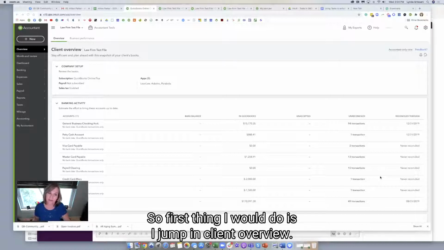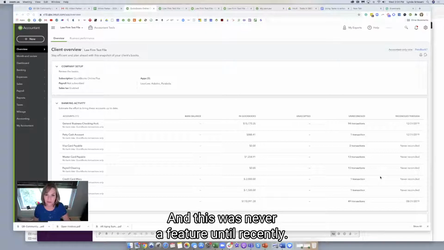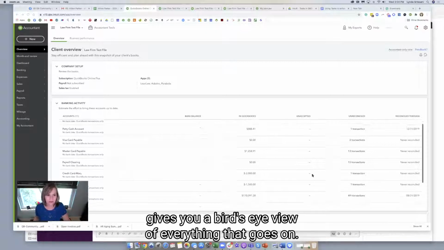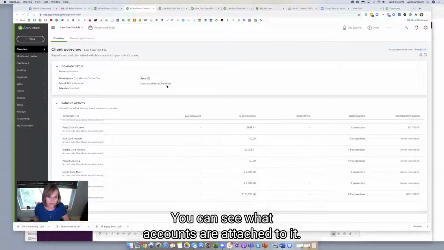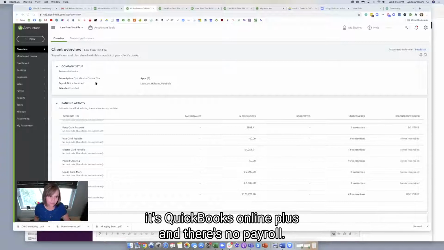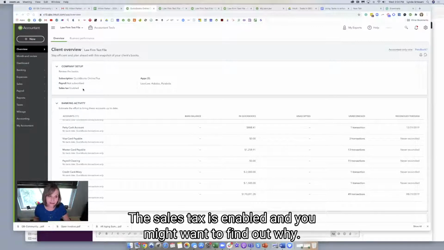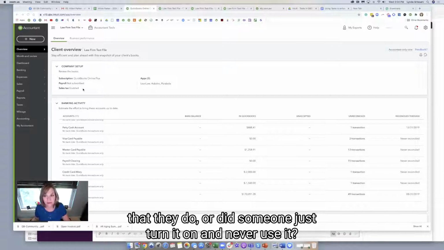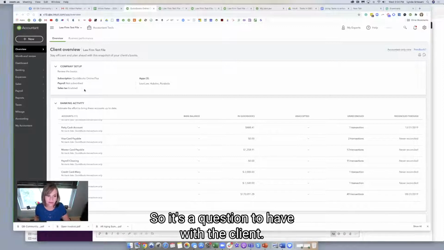So the first thing I would do is jump into Client Overview. This was never a feature until recently, and I love it because it really gives you a bird's-eye view of everything that goes on. You can see what accounts are attached to it, so Lien Law, HubDoc, and Parabola. You can see that it's QuickBooks Online Plus, and there's no payroll. Sales tax is enabled, and you might want to find out why. Maybe check with the client to see if they charge sales tax for the work that they do, or did someone just turn it on and never use it? So that's a question to have with the client.